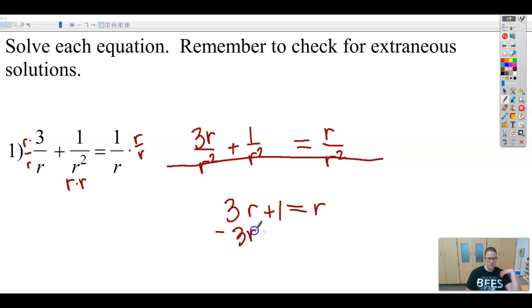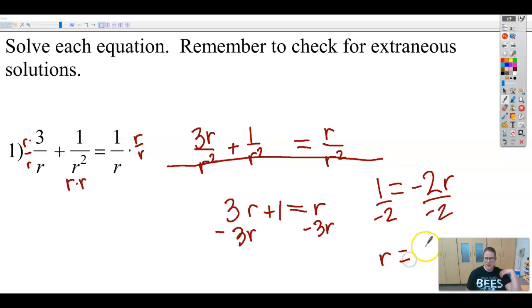Let's subtract 3r from both sides. So 1 equals negative 2r. And then to get r by itself, you'd have to divide by negative 2. So r equals negative 1/2. Okay, so there's my solution.